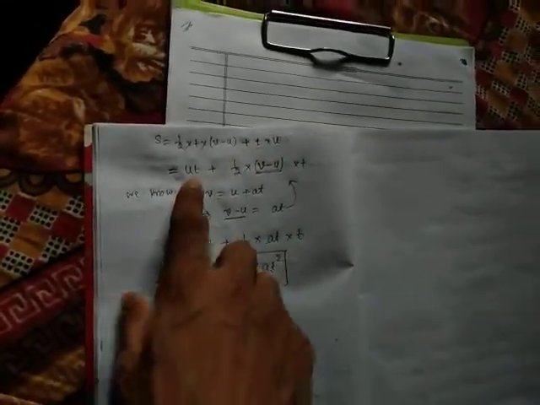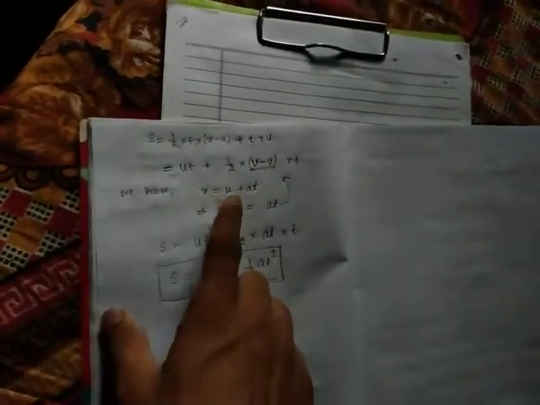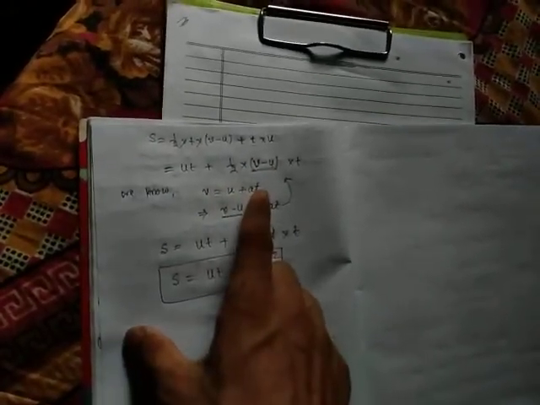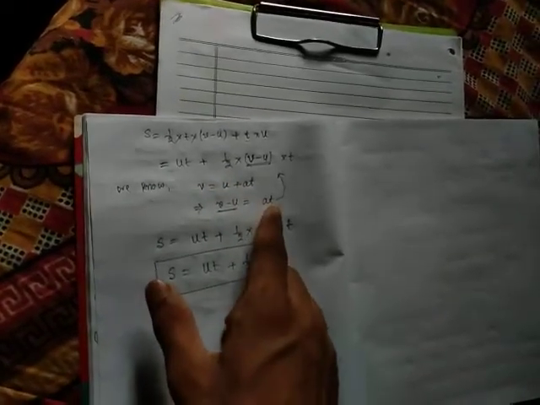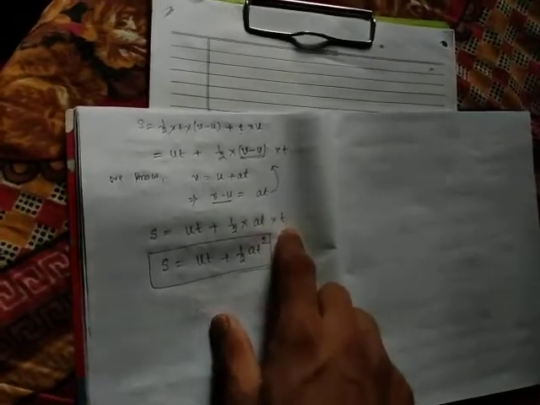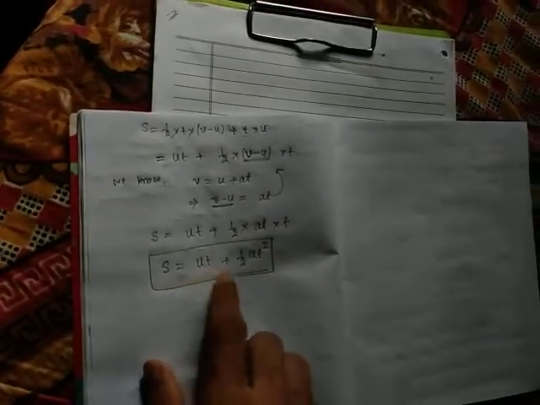Now you see, this term I have written first, then this one. We know from the first equation of motion, V is equal to U plus AT. If I change the position of U, I will get V minus U is equal to AT. Now put this value of V minus U in the equation. So you will get S is equal to UT plus half into AT into T. So S is equal to UT plus half AT square. Okay, proved.